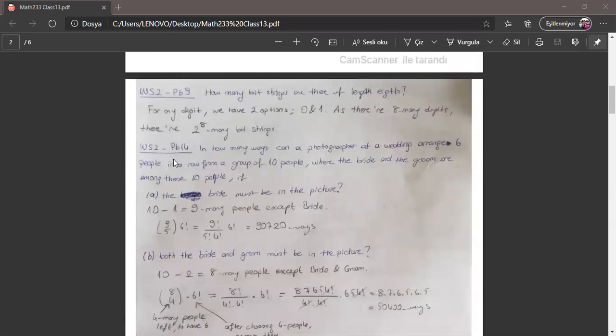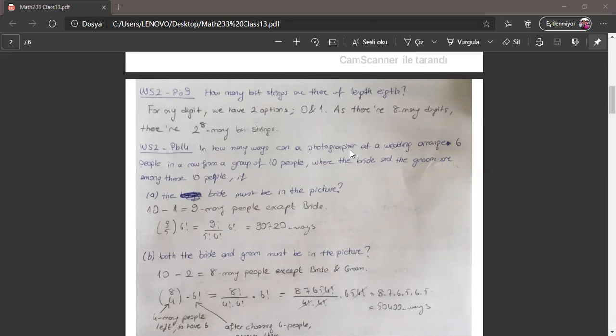Now this is also from the second worksheet. We will compute the ways such that a photographer at a wedding arranges 6 people, but we have 10 people, okay? We want only 6 of them to be arranged, okay?